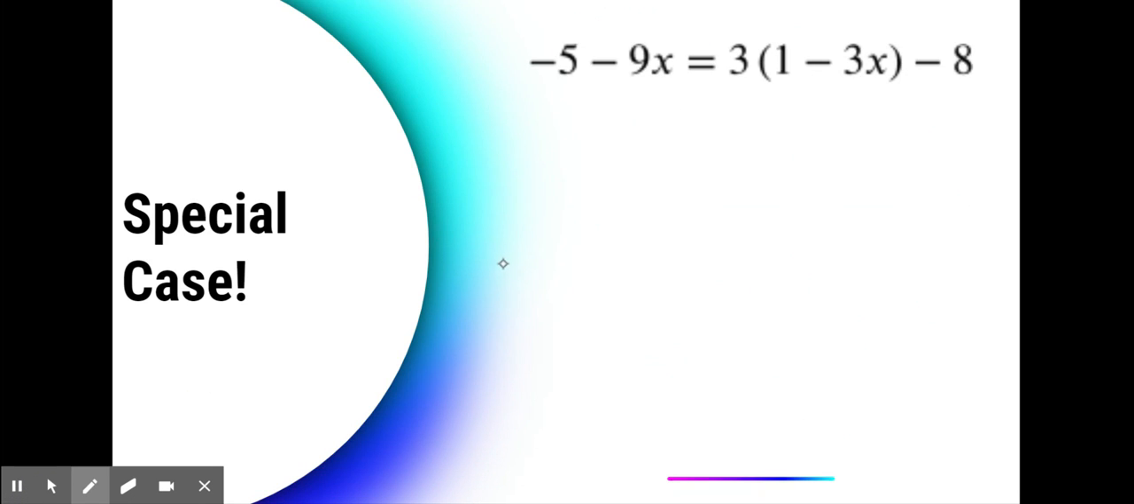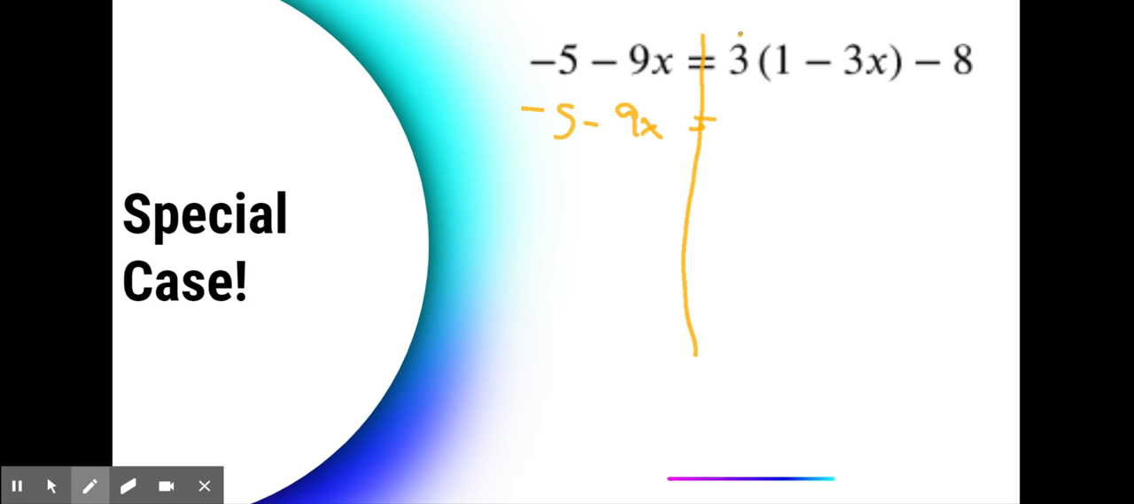But there's another weird thing that can happen when you have a variable on both sides of the equal sign. So this equation, I have negative 5 minus 9x. There's my equal sign, so I'm going to draw my line. Equals 3 times the quantity 1 minus 3x minus 8. So step 1, distributive property. So I look over here, there is no distributive property, so I'm just going to copy.